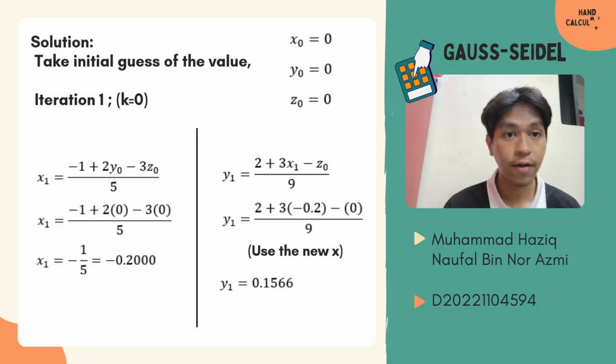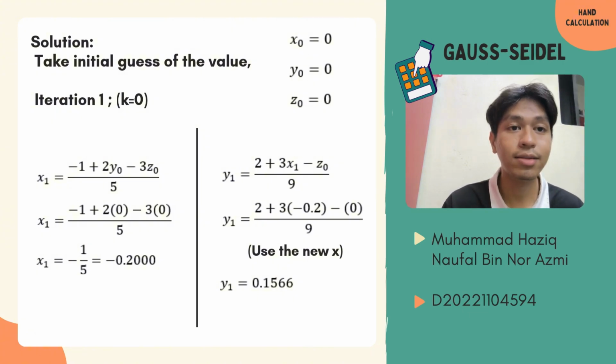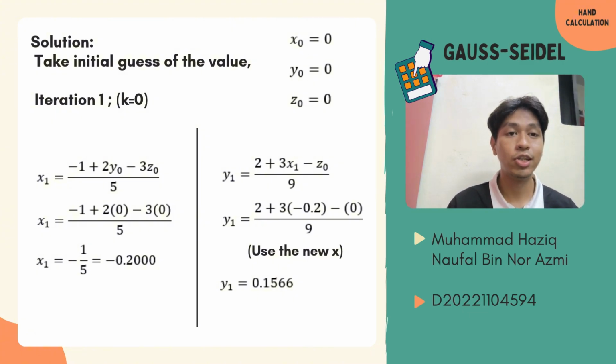So to solve this, first we need to take the initial guess of the values, which is x0 equals 0, y0 equals 0, and z0 equals 0. So the initial guess for all of x, y, and z is 0.